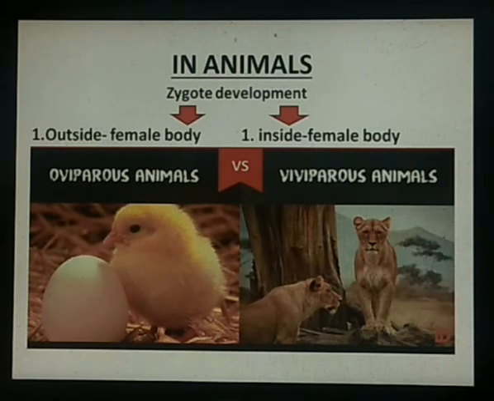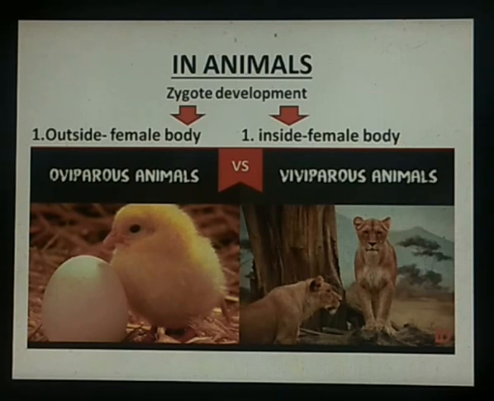So here these eggs are laid in the external environment at a safe place, as I said, and the young one will be hatched out after the incubation period is over. Whereas in viviparous animals, they have a pregnancy period wherein the zygote development will take place inside the female body. So that period we call as gestation period, and after this gestation period the young ones will be delivered out of the female body.